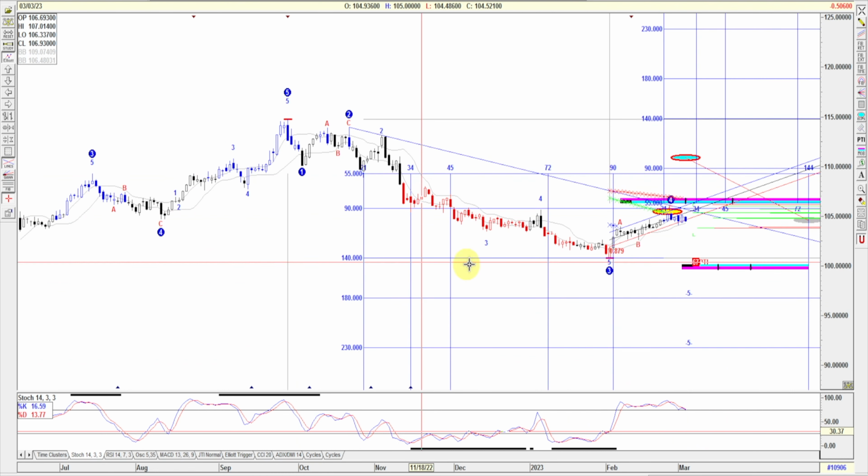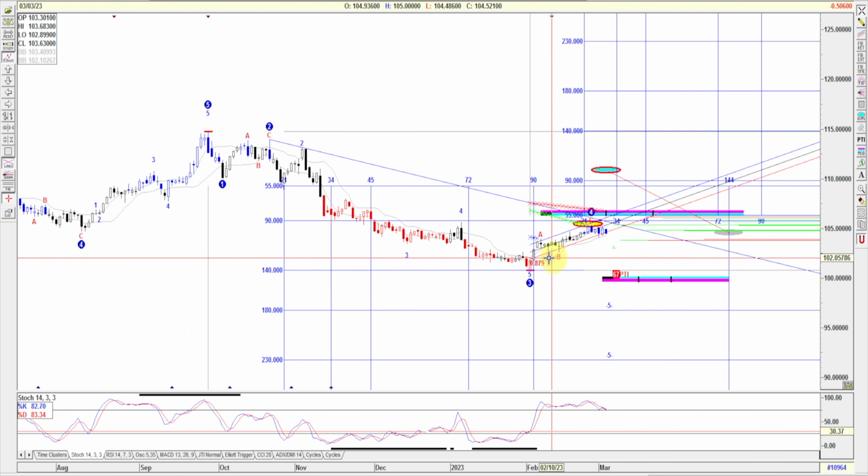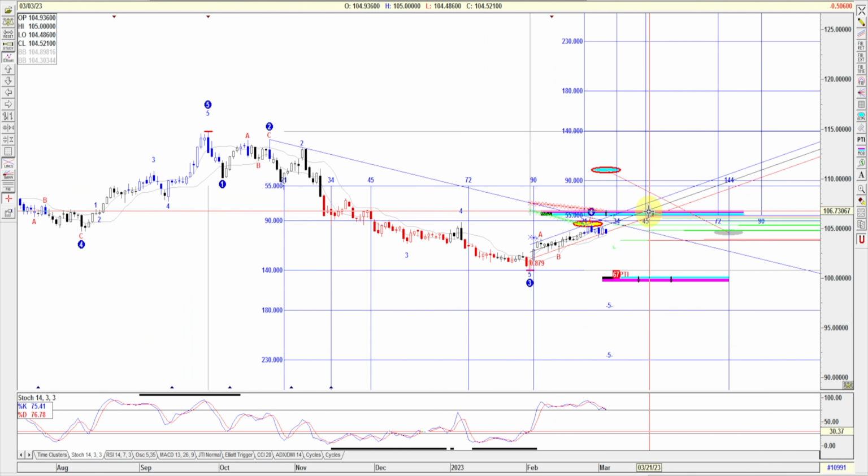We put some other stuff here. I'm looking at some numbers that you can see from this high, 90 days. I can't remember if this is trading days or calendar days, but either way, 90 was very close to this low. And now I'm doing one over here. You've got the 34 and then the 45 coming up that are important.